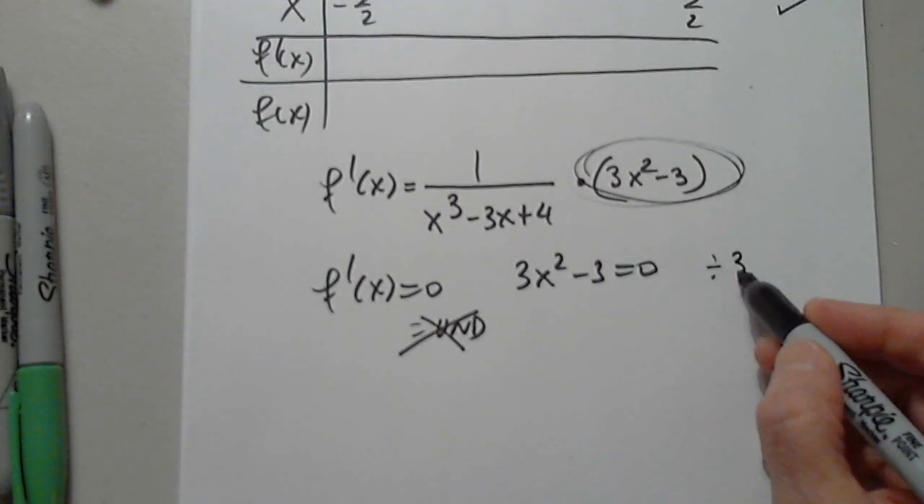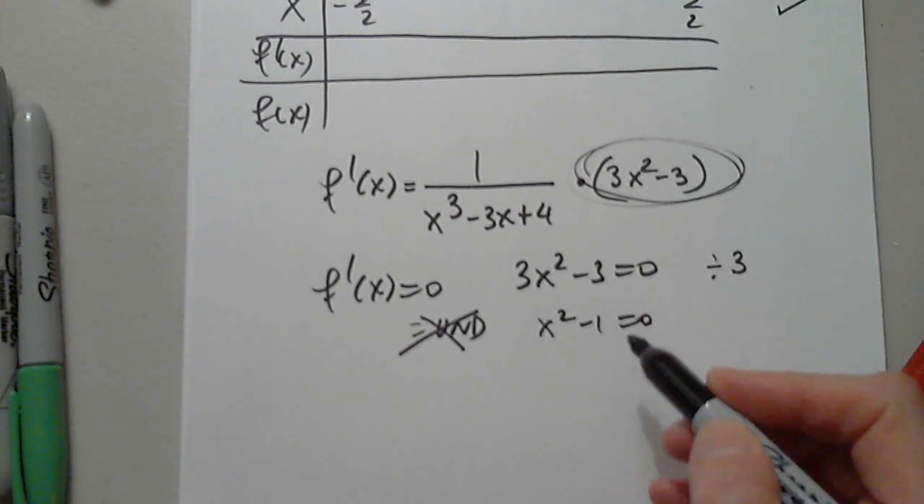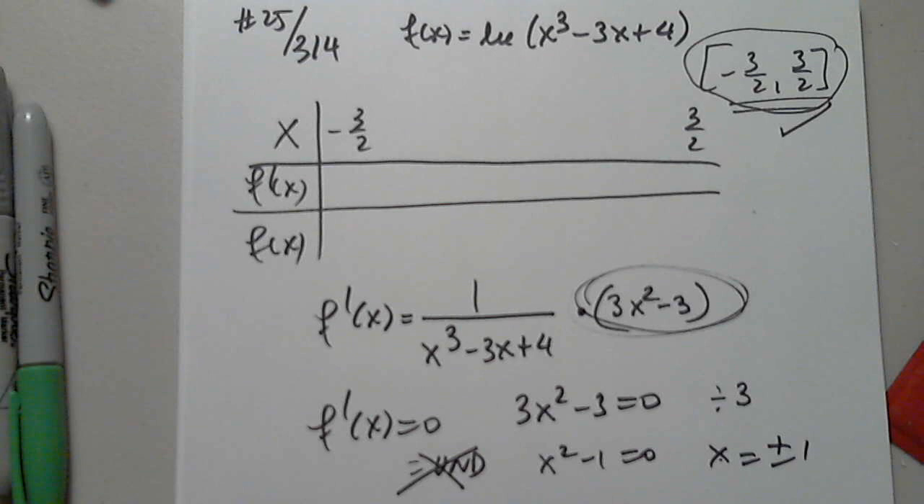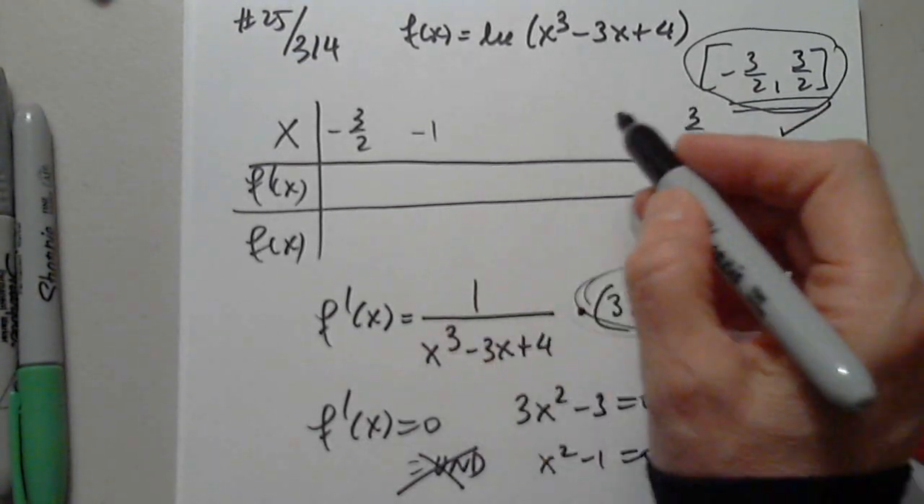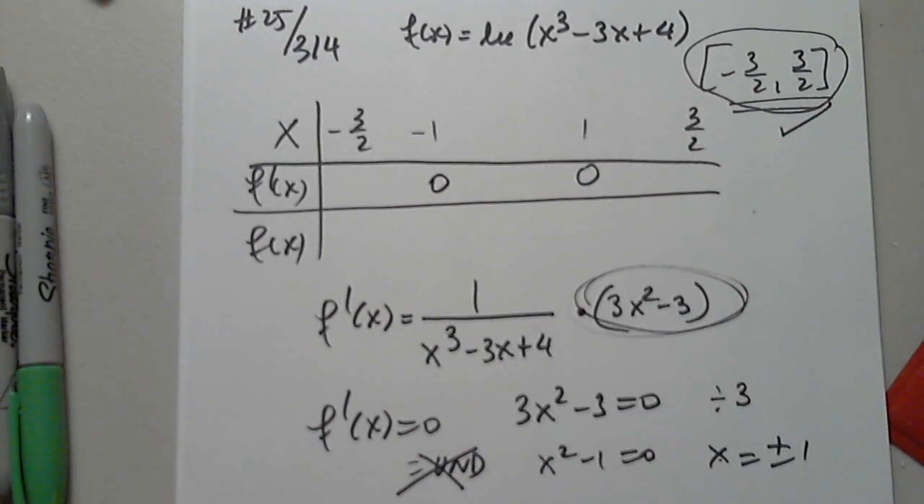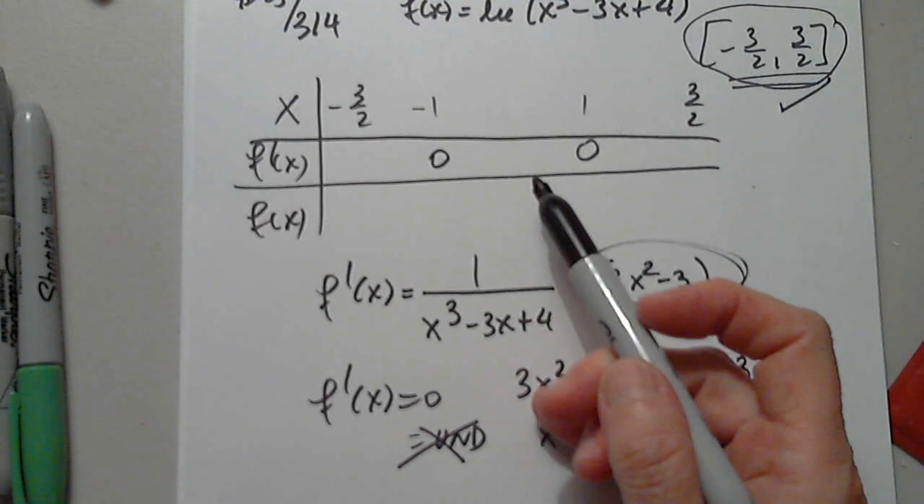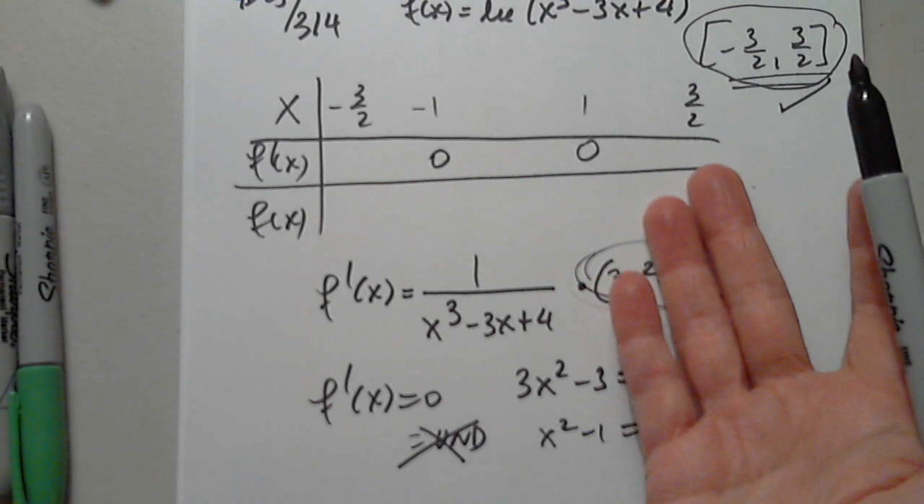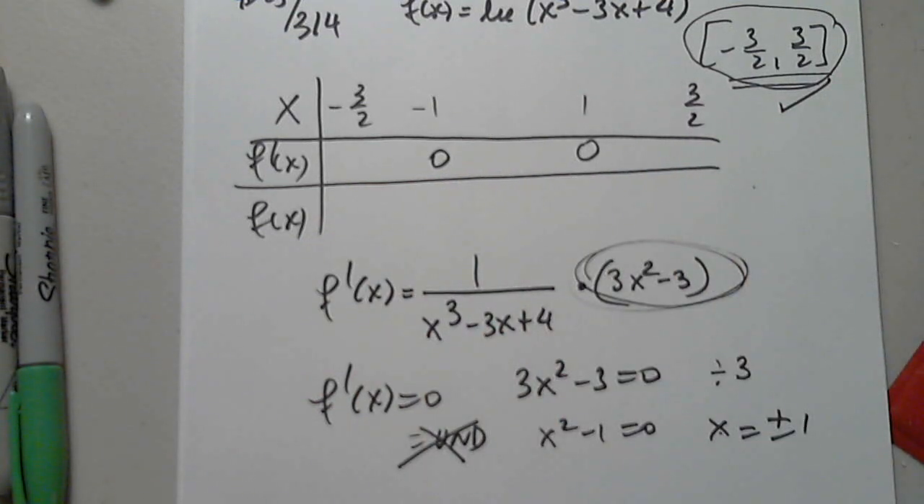Of course, I'll divide by 3, and I get x squared minus 1 equals 0, and I get the same situation that I got 3 minutes ago. Both fit in here. You have to be careful, because if they don't fit in there, then the critical numbers are not in the domain, and I just have to study the sign.